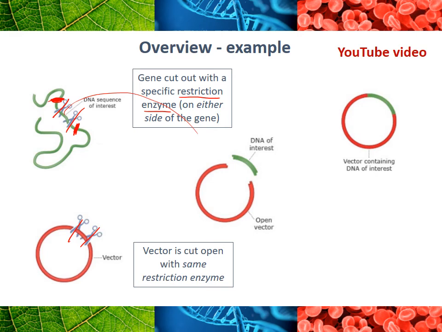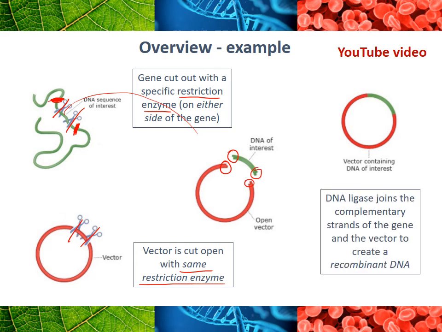We cut open our vector with the same restriction enzyme. Remember what we just said about them having to be complementary. So we've got these two ends here that, because they were cut with the same enzyme, are going to meet really nicely. And when they hover in there, DNA ligase joins those complementary strands together, and we've ended up now with a recombinant DNA.